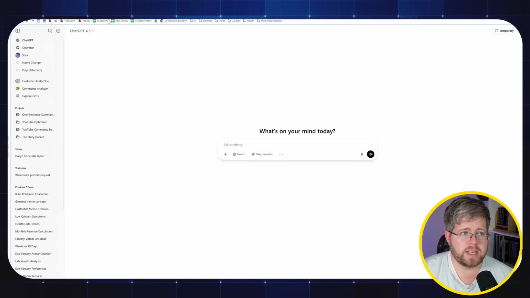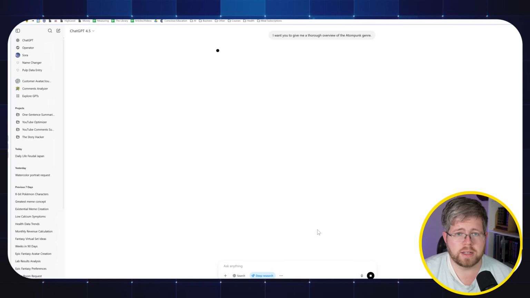This is ChatGPT. In this, you can select, I think, a variety of different models, but for the purposes of this one, I'm going to select GPT 4.5 and then make sure you have Deep Research selected here. Then input your query and let that go.